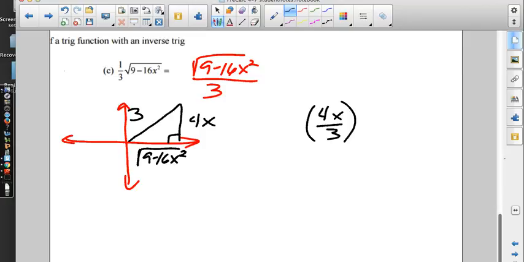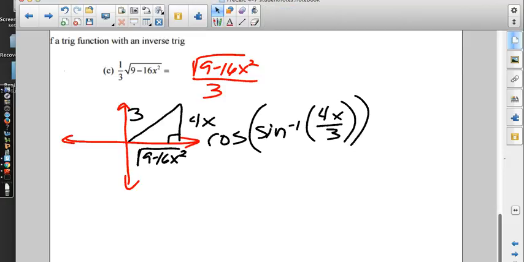So which trig function would give us the 4x over 3? Sine. So inverse sine. From that, how are we going to get the square root of 9 minus 16x squared over 3? Cosine, adjacent over hypotenuse. Cosine. Whew. These are some good algebra mixed in. And in fact, that's like the least difficult thing in 12.6. In 12.6, they really go overboard, so that's the reason we skipped 12.6.